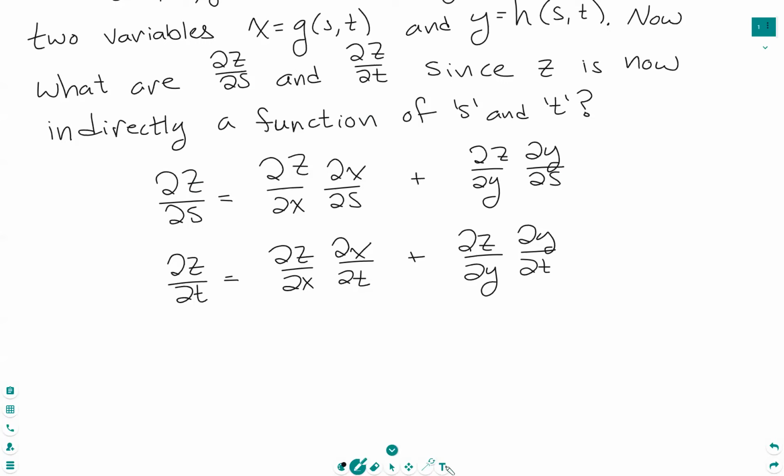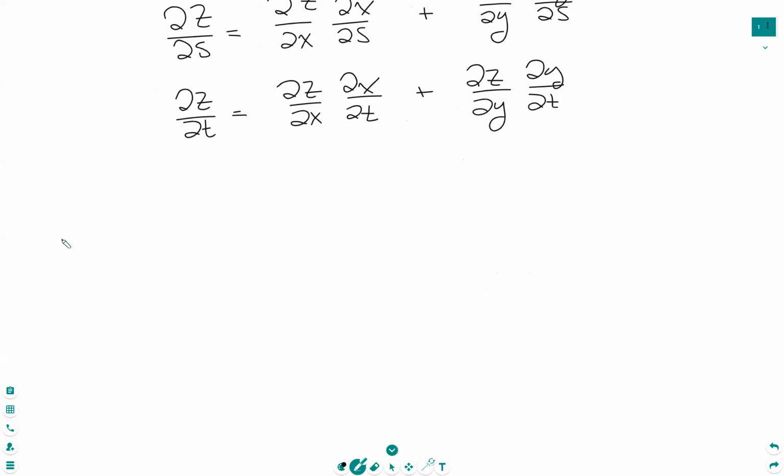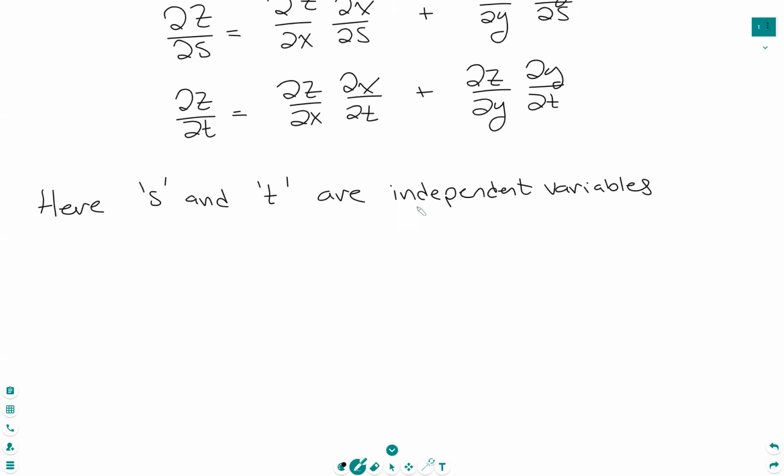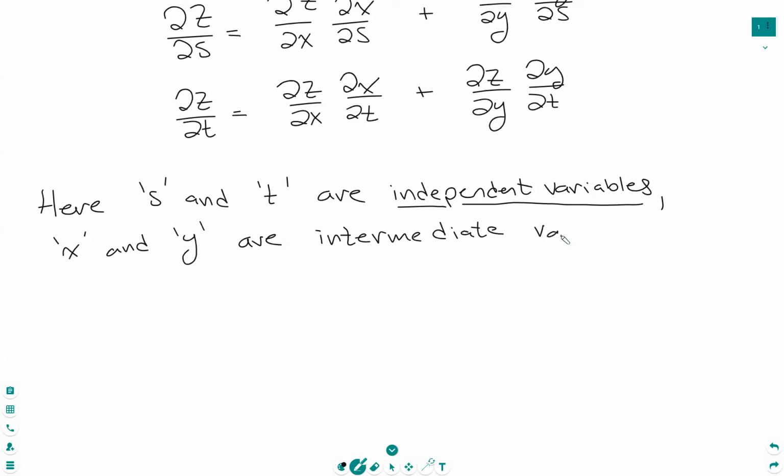So here we call s and t the independent variables. X and Y are the intermediate variables. And Z is the dependent variable.